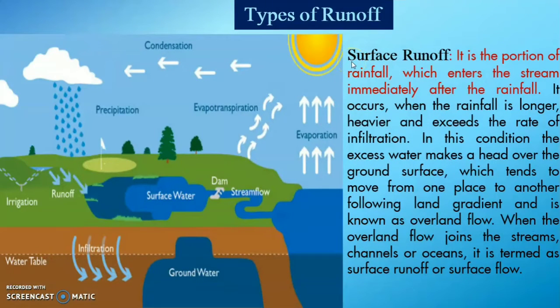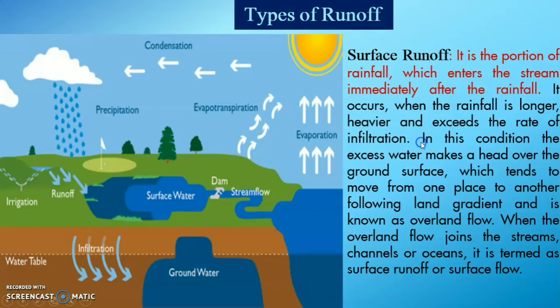Okay, now let's see the different types of runoff. Children, based on the time interval between the instance of rainfall and generation of runoff, the runoff may be classified into three types. The first one is surface runoff. Children, surface runoff is that portion of rainfall which enters the stream immediately after the rainfall. Children, this occurs when the rainfall is longer, heavier, and exceeds the rate of infiltration.